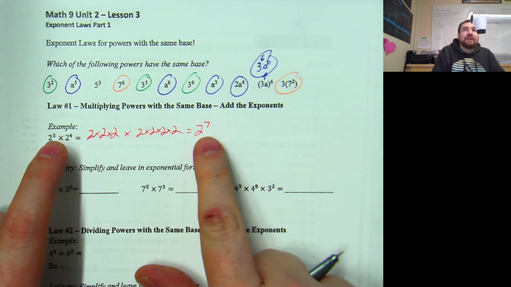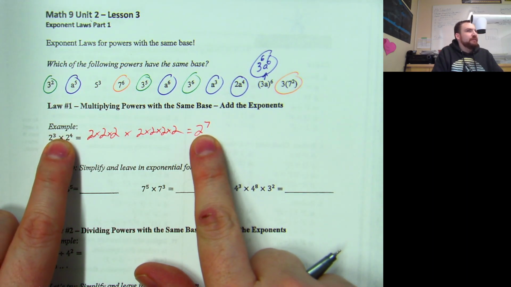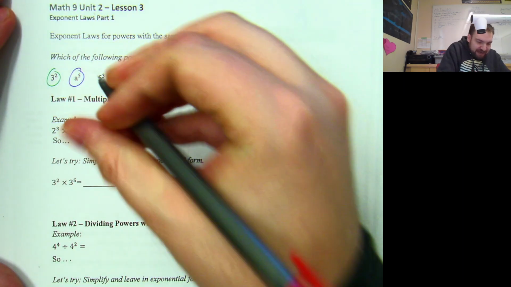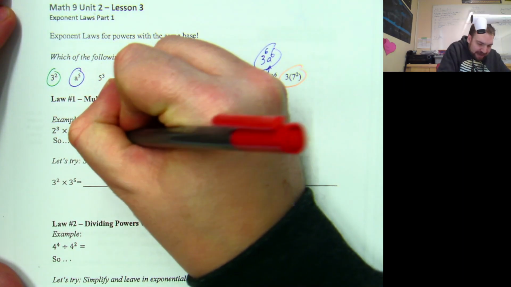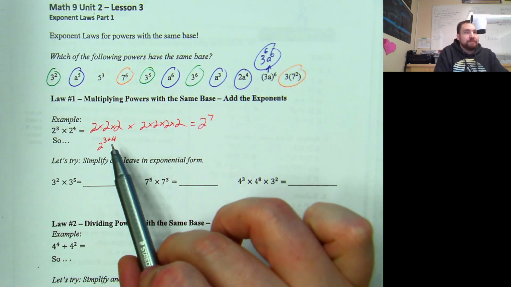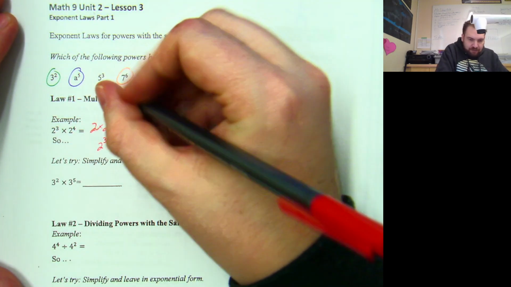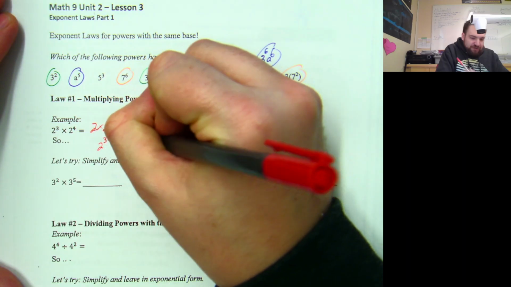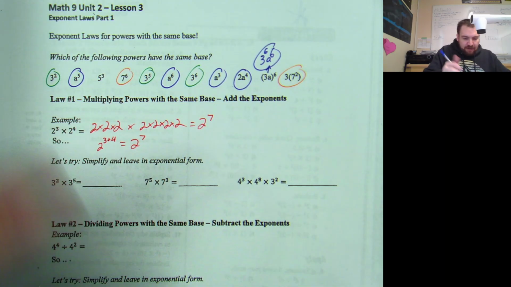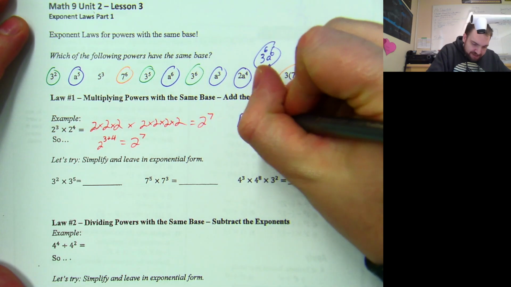But look at what happened here. What can I do with the exponents then? I just add them. So this is the same thing as 2 cubed times 2 to the 4: I can add my 2 exponents together. It's 2 to the 3 plus 4, which I can rewrite as 2 to the 7. This law has a name. We call this thing a product of powers.